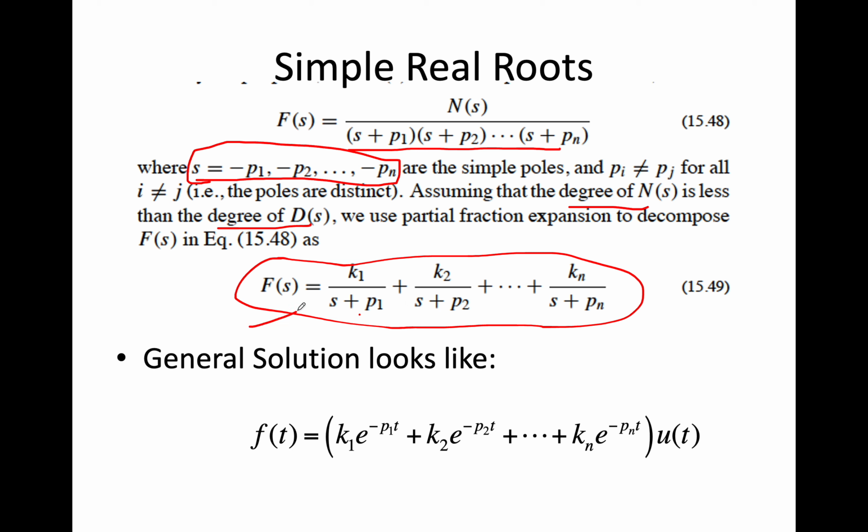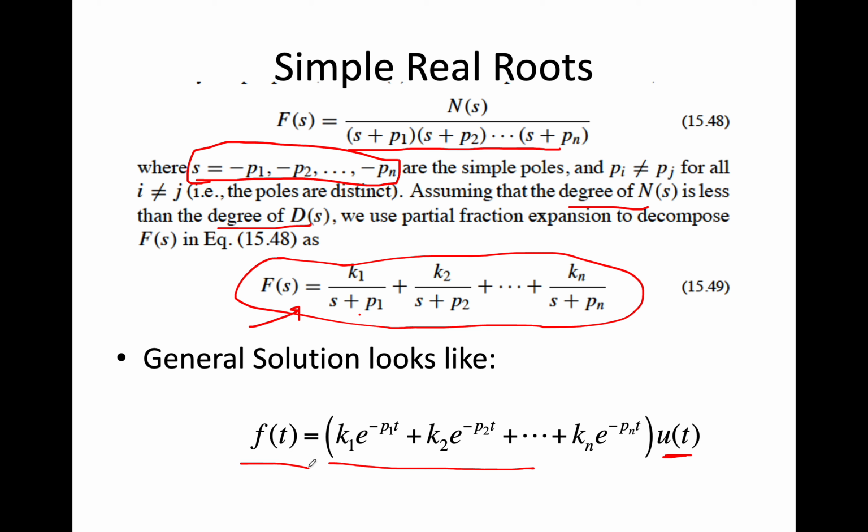So if you have a sum like this, and the p's are positive numbers, then basically you have a general solution that looks like this, where you take the inverse transform of each one, and you get a decaying exponential. And the decay rates are the poles. So you have some constant k1 times e to the minus p1t, and so on. And then that whole thing has to be multiplied by u of t, because remember, the function is not valid for t less than 0. So that's what your general solution is going to be like if you have a polynomial with simple real roots.